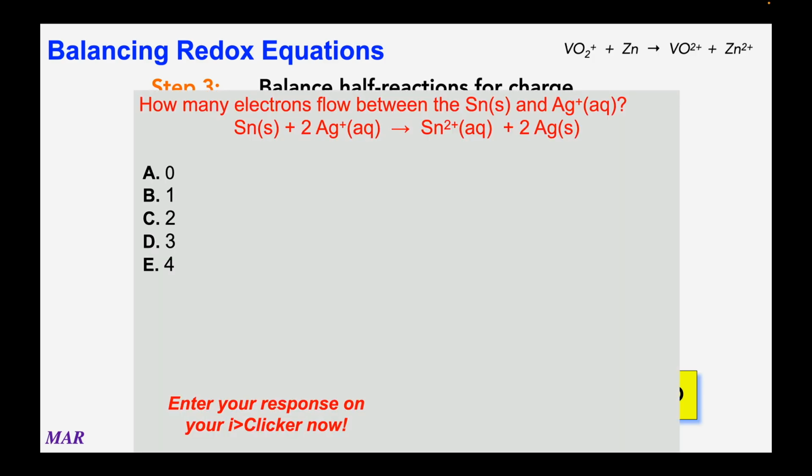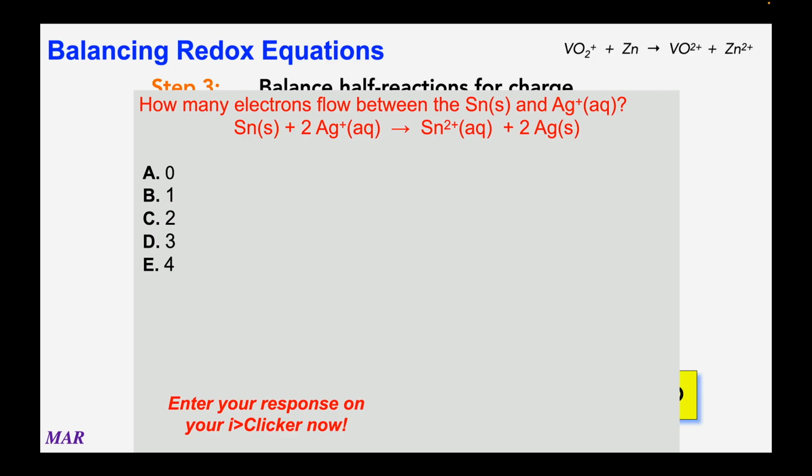In this question, we're being asked how many electrons are flowing between the tin and the silver+. So on the reactant side, you can see we've got tin metal and silver+ ions, and apparently electrons are flowing between those. On the product side, you have tin 2+ and silver. You can look at tin or silver. I think doing the tin is a little bit easier. Tin is going from a tin 0. Tin solid means tin of a 0 charge. It's going from a 0 charge to a positive 2 on the product side. So that means here that tin is losing 2 electrons to become tin 2+.